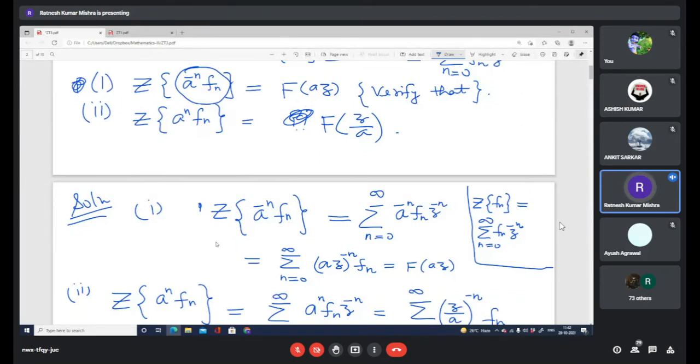So first we find for this one, we have to find Z transform of f(n). Now we can write f(z by a), f(az). This is what, f(z) means the Z transform of f(n). Now in this one replace z to az, replace z to z by a. So that's why first we calculate Z transform of f(n).